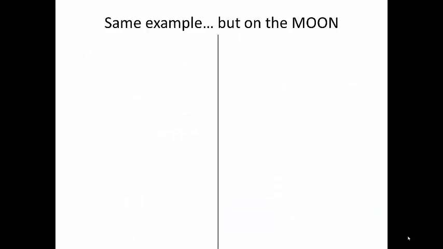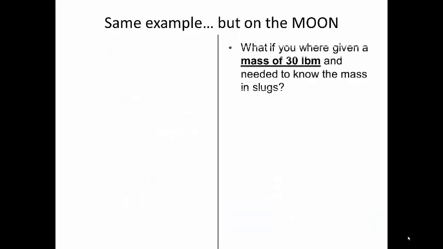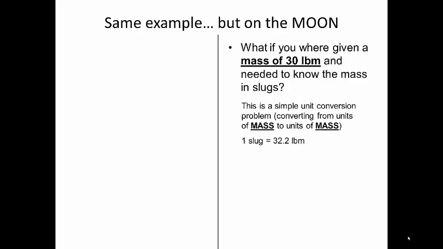Let's look at the same example, but if it were on the moon. What if you were given a mass of 30 pounds mass and needed to know the mass in slugs? Well, again, the process is the same. This is a unit conversion. We're just converting from mass to mass. 1 slug is 32.2 pounds mass. So we use our conversion factor with our 30 pounds mass. Our pounds mass cancel, and we're left with 0.93 slugs.